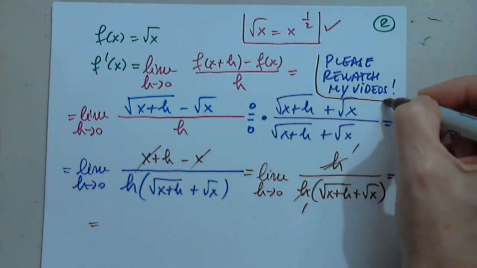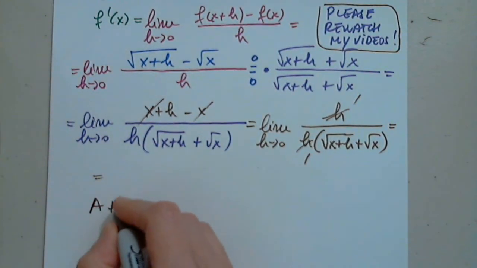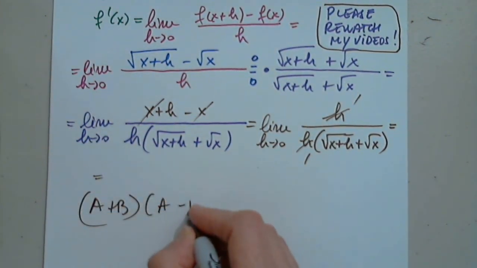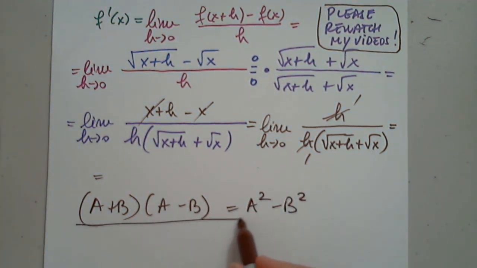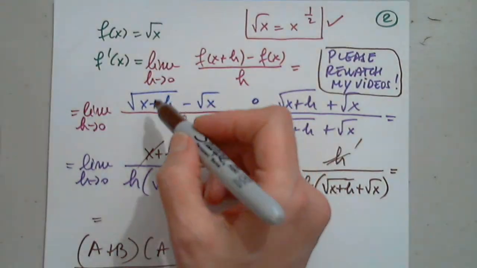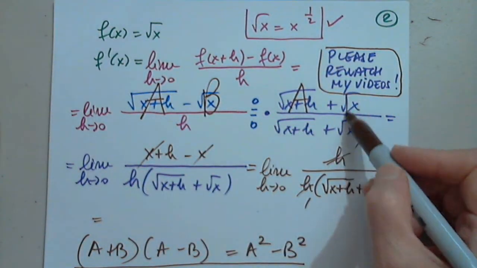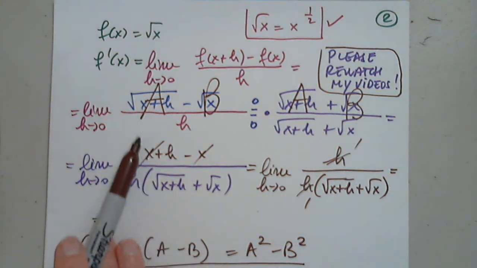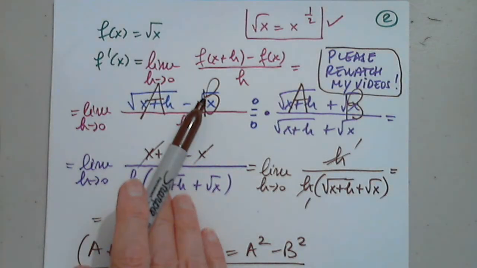Please rewatch my videos. On the first day of classes, we said that a plus b times a minus b is a squared minus b squared. So if this is a and this is b, I square a and I get this. I have to copy the minus. I square this and I get that.